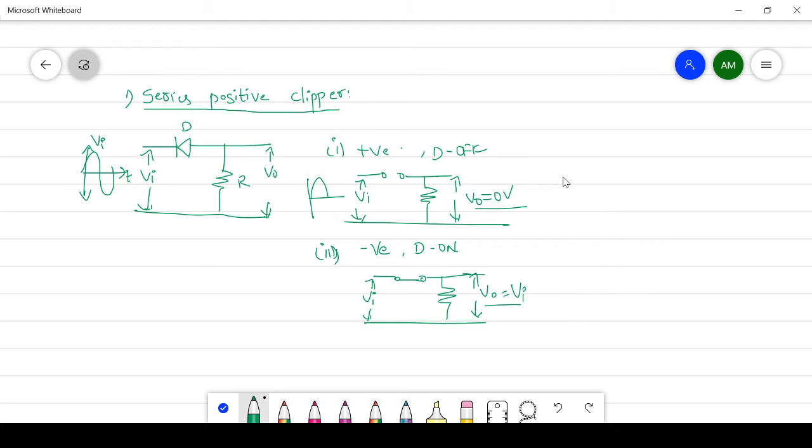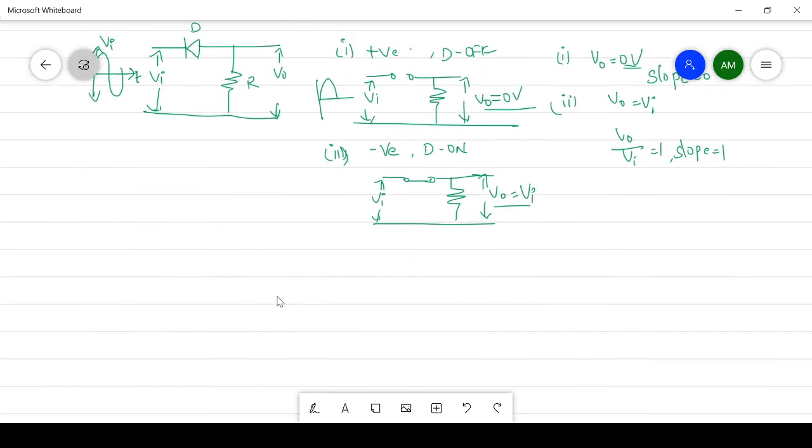From these equations, the first equation is Vo equal to 0 volts. It is a constant, so the slope of this equation is 0. In the second equation, Vo is equal to Vi, so Vo by Vi is equal to 1, and the slope of this equation is 1. From this, we can draw the transfer characteristic curve of this series positive clipper.